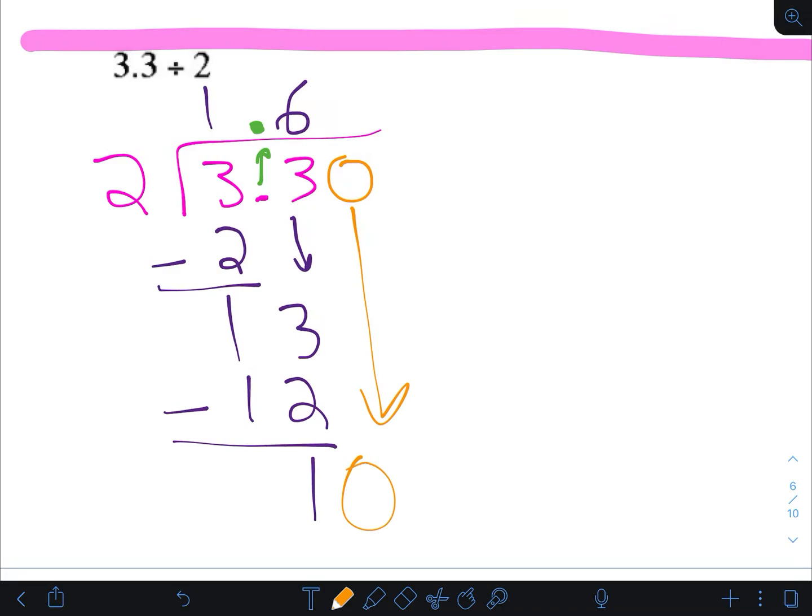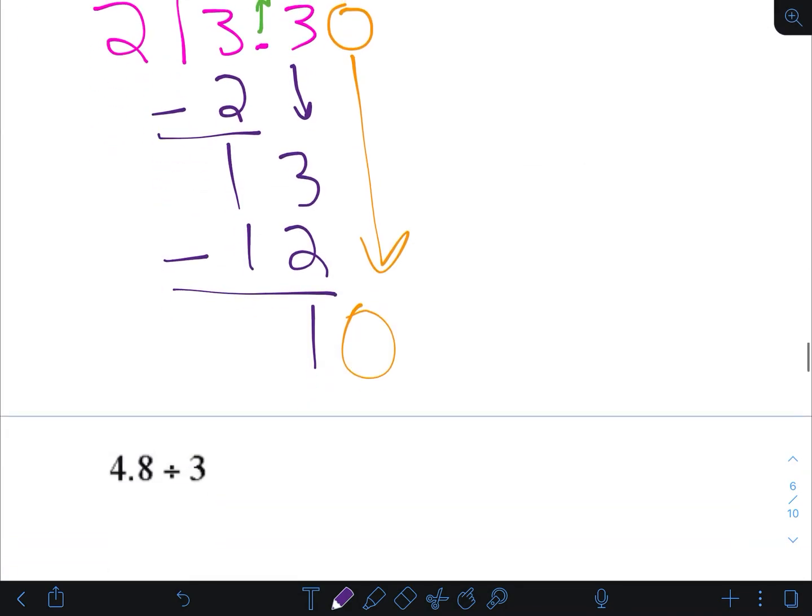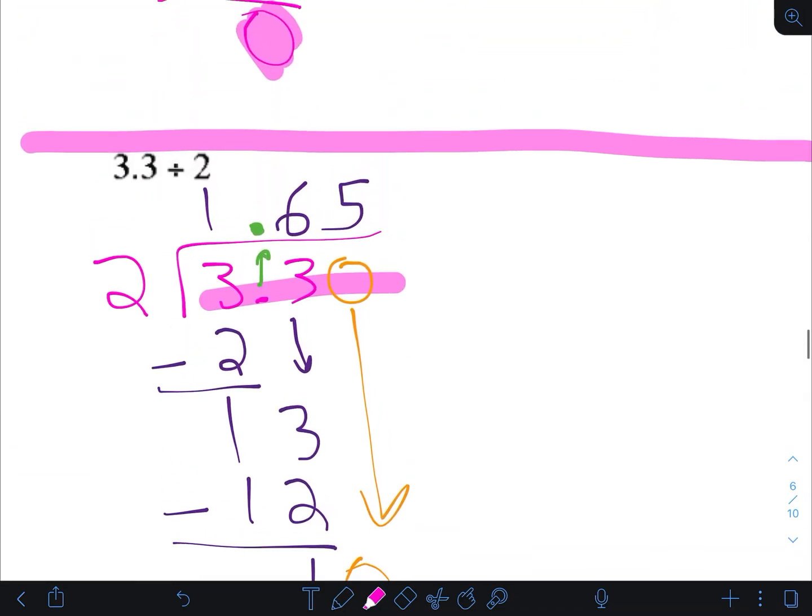Does 2 go into 10? Why, yes, it does. 5 times 2 is 10. Subtract, get 0. We have 0 here. We have no more numbers here, so our answer is 1.65.